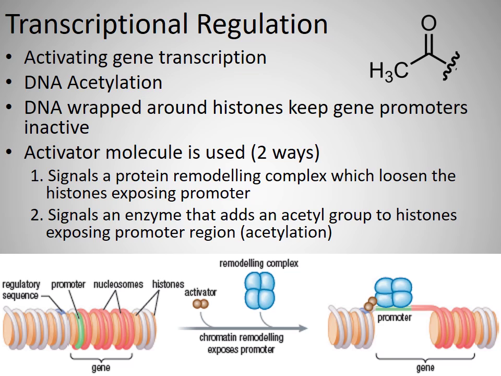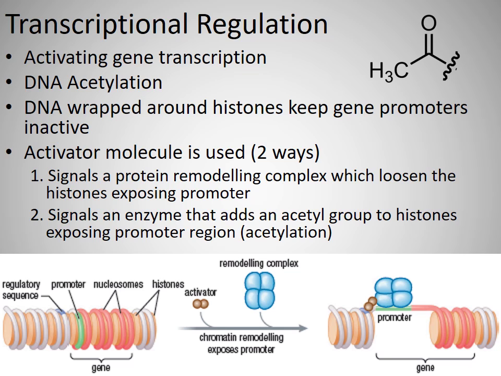If a cell needs a gene to be turned on, there's 2 ways. A protein remodeling complex can loosen the promoter region, which is probably wrapped around a histone. That's the first way. There's another way. It's called DNA acetylation. Enzymes can add acetyl groups to histones. Adding acetyl groups to histones can expose the promoter region as well.